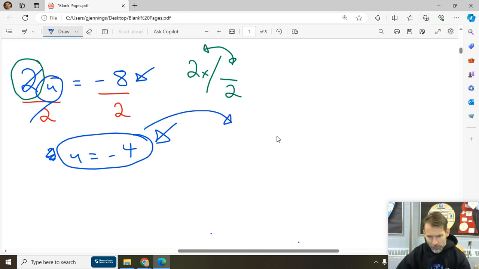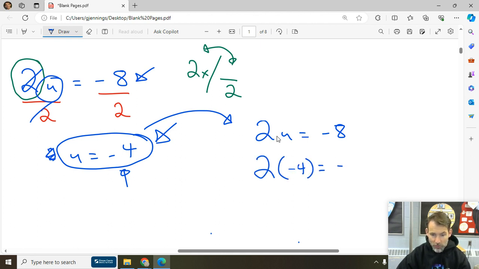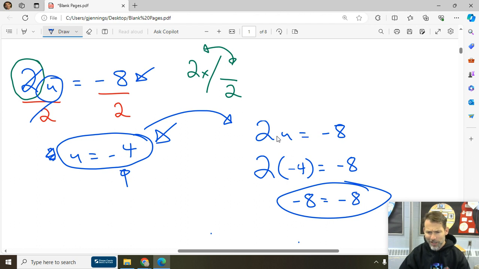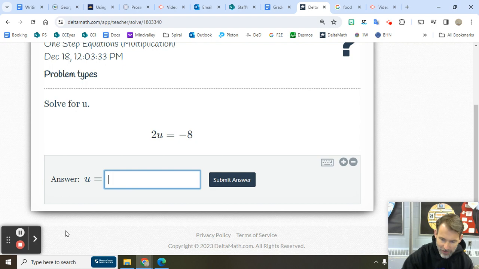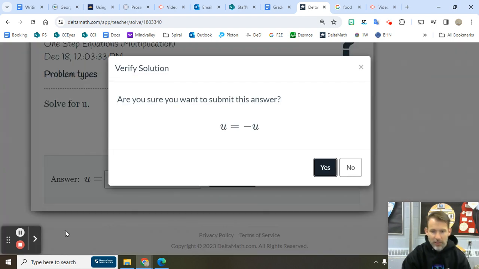Okay, so if I want to test my answer, I just sub it in. I had 2u equals minus 8. But then I believe that u is minus 4, so I try that. 2 times minus 4, does that equal minus 8? Well, then my calculator says minus 8 on that side is equal to minus 8 on that side, and minus 8 is equal to minus 8 every day of the week, even on Fridays. So it's true. So that's what Delta Math is looking for, and that's the skill we're looking for to manipulate these expressions.